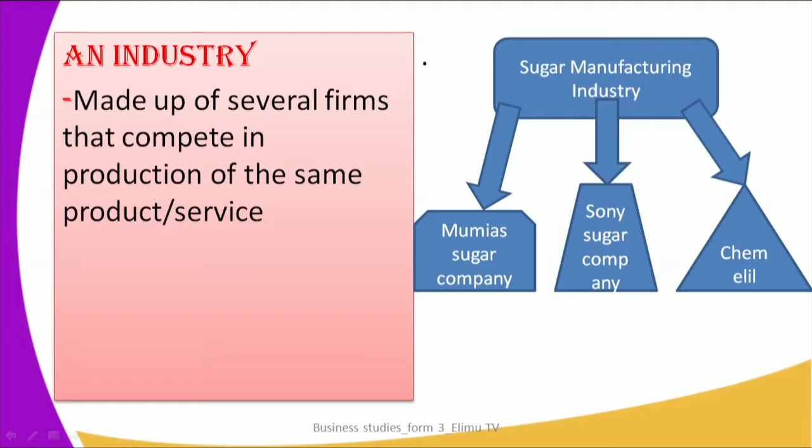For example, in Kenya, in our country here, we have the sugar manufacturing industry, which is made up of the Mumia Sugar Company, the Sony Sugar Company, and the Chemelil Sugar. So those three companies form the industry. I want to believe that you now have a clearer picture of the difference between a farm and an industry.